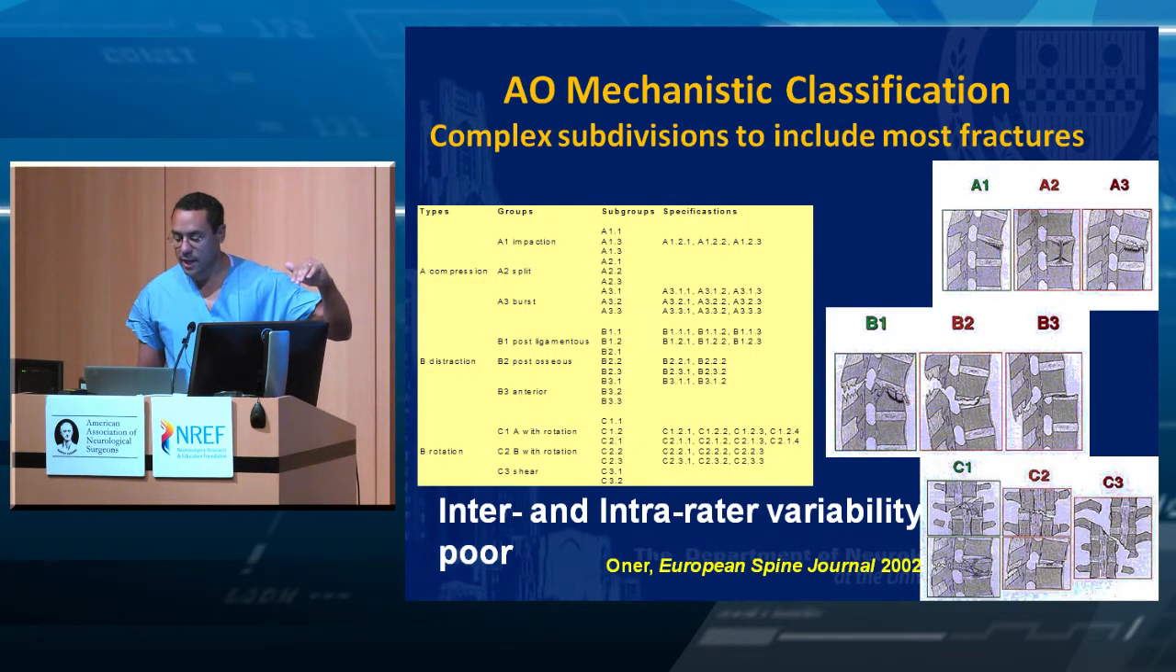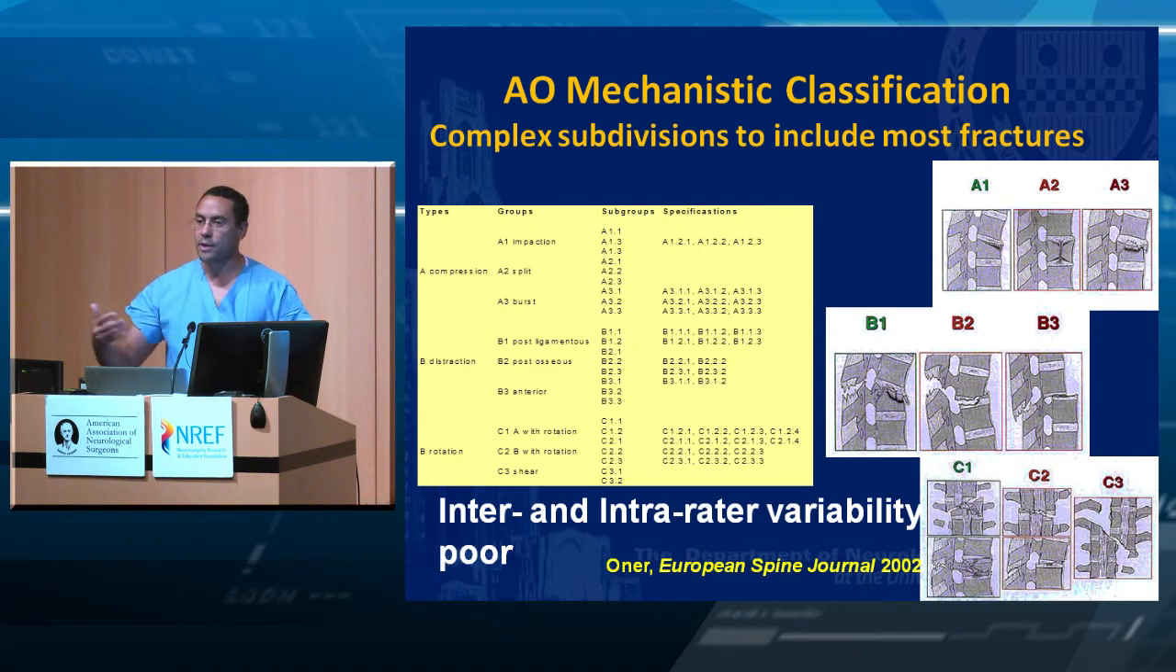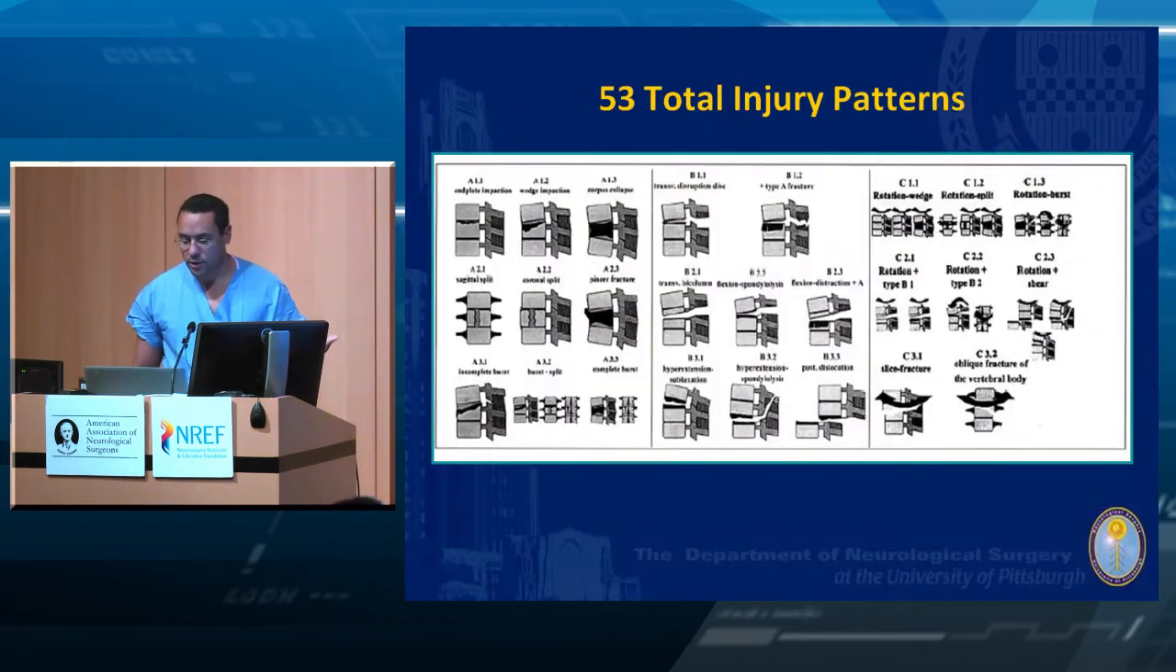The subtypes of the A, B, and C come as you start getting into the sub-specifications of the AO classification. But basically, as you go from A to C, you get more severe, and A3 is more severe than A1. In general, the more severe your compression load, the higher the degree of failure of the underlying spinal column, then the higher the grade would be in the AO classification. But no one actually knows all 53 injury patterns, no matter what they say, and people have done the studies to show that the inter and intra-rater reliability is not terribly high.